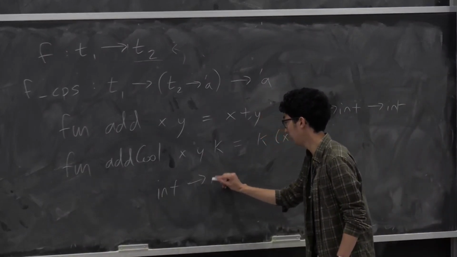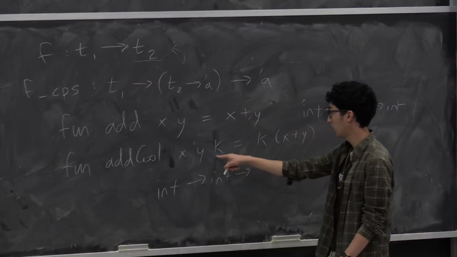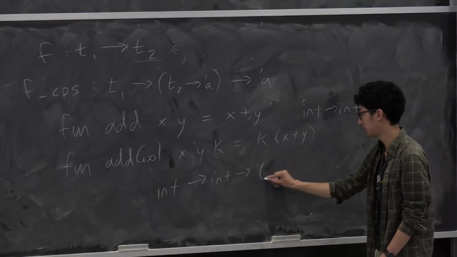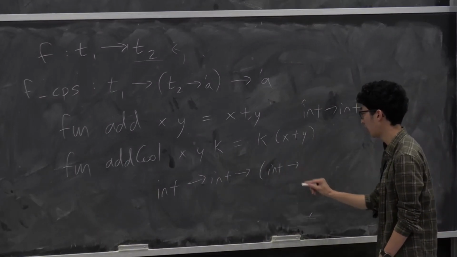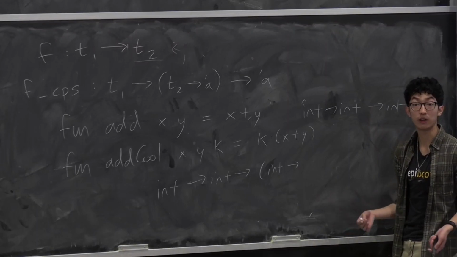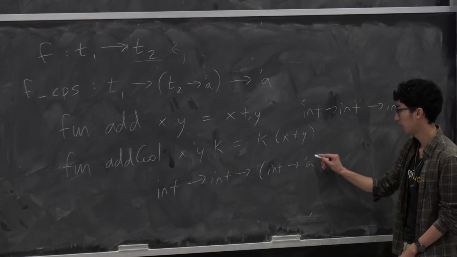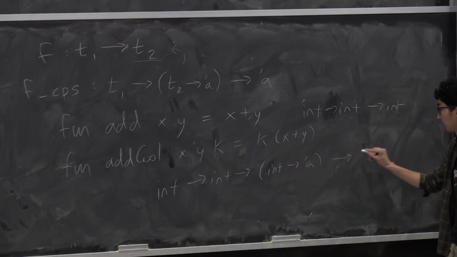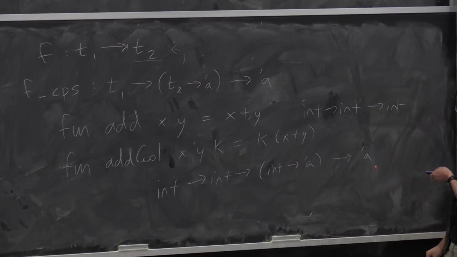And this is type int to int to, well, this k must take in the result, which is of type int, right? So it must take in something of type int, and it must return anything. It's not constrained. I don't know. So it's polymorphic. And my return type is whatever the return type of my k argument was. So it's alpha. Does everyone see why this should have the type it is?